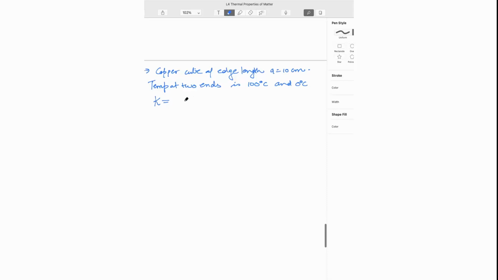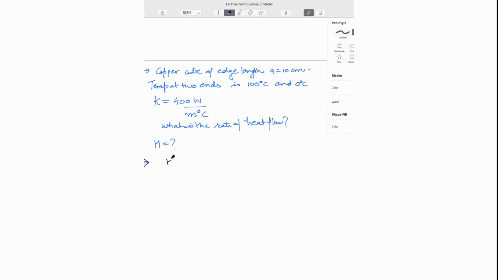And thermal conductivity is given as 400 watt per meter degree centigrade. We need to find out what is the rate of heat flow. So we need to find basically H. Let's try this question.